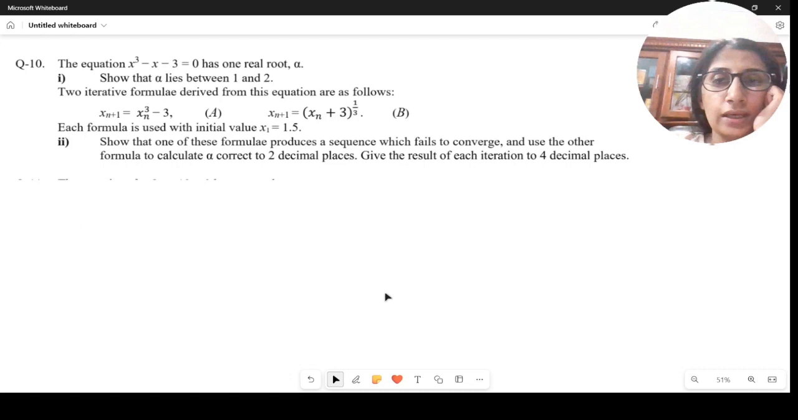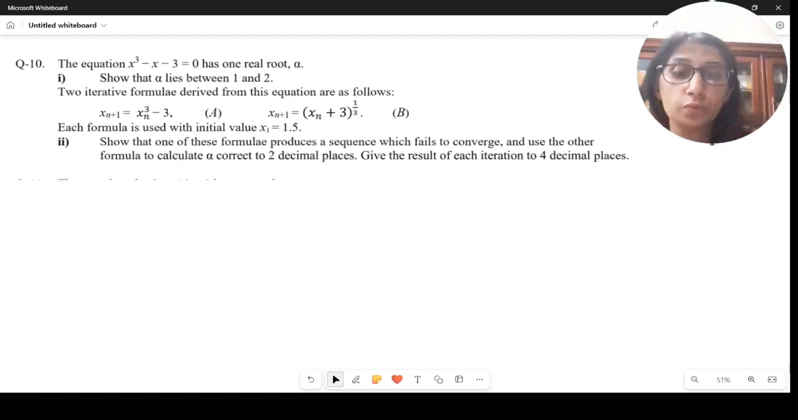There's only one method for this. Step 1, you should ensure there's equals to 0 on one side of the equation. It's already equals to 0. So then you write f(x) equals x cubed minus x minus 3. Then you find the value of f(1) and f(2) and show that you're getting two different signs. The first one is positive and the second one is negative, or the other way around. So f(1) is 1 minus 1 minus 3, which is minus 3, and the other one is 2 cubed minus 2 minus 3, which is 3.